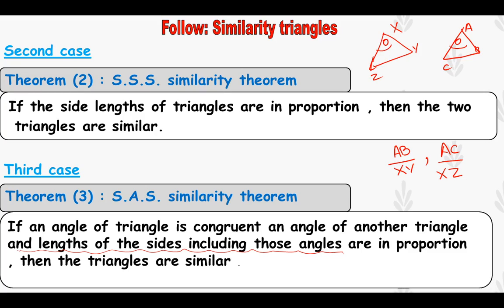So the conditions are: if measure of angle A equals measure of angle X and the two sides AB over XY and AC over XZ are proportional, that is to say AB over XY equals AC over XZ, then we say that triangle ABC is similar to triangle XYZ, as we are going to see in the following examples. Okay?